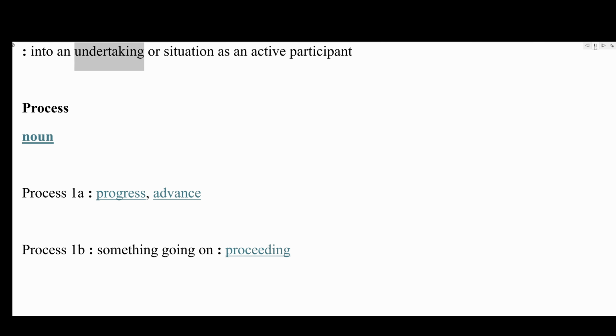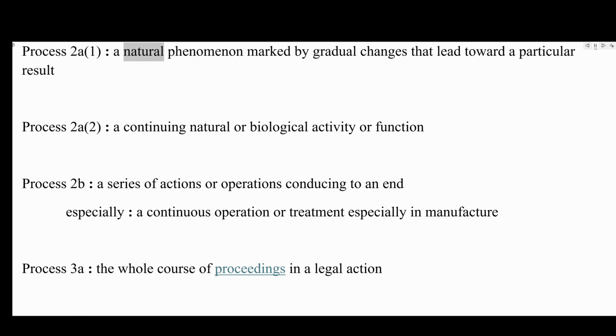Into an undertaking or situation as an active participant. Process. Noun. Process 1a, progress, advance. Process 1b, something going on, proceeding. Process 2a, a natural phenomenon marked by gradual changes that lead toward a particular result. Process 2a, a continuing natural or biological activity or function.